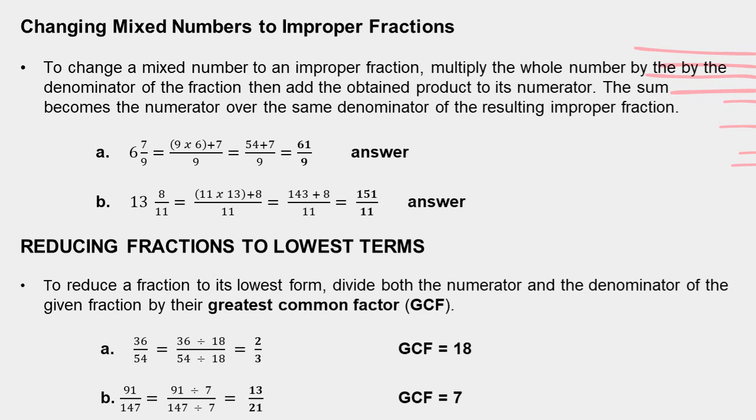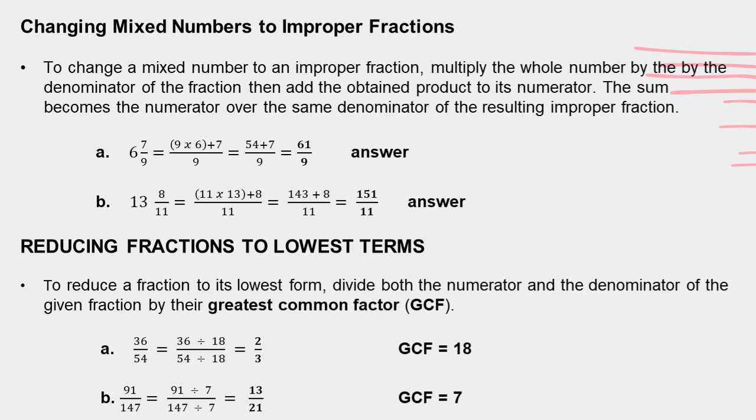Kung mapapansin nyo po, minultiply ko po yung denominator na 9 dun sa ating 6, dun sa may constant na wala rin pong naka-involved na mga fraction. So, 9 times 6 plus 7, yung plus 7, yun po yung value na nasa numerator. Then, over po natin sa denominator pa rin po nating 9. Next, 9 times 6, ang sagot po ay 54. So, i-add po natin si 7 dun sa 54, kaya po naging sagot natin ay 61.